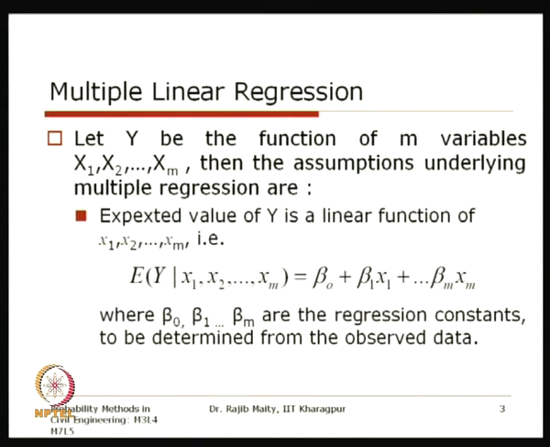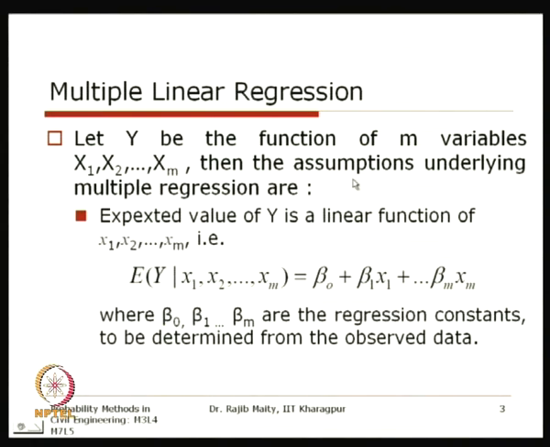Well, to start with, for this multiple linear regression, as I was just telling, there will be one target variable, we generally call it the dependent variable. This is our target variable y, and there are more than one independent variable, which are x1, x2, up to xm. So, let y be a function of m variables x1, x2 up to xm.